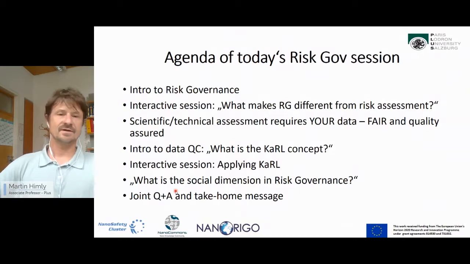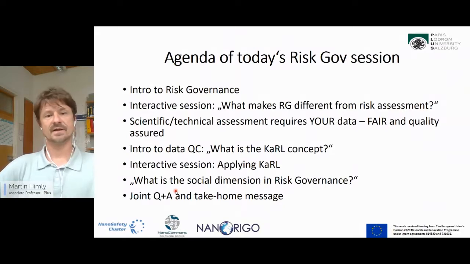So this is going to be on stage for the next 90 minutes. We are going to have an introduction into risk governance and an interactive session. So please work with us in using the discussion forum on how risk governance is different from risk assessment or risk management. And then we are going to have a kind of a data block. So we look into scientific and technical assessment, which is requiring data from the scientific community. So make your data FAIR and also take care of quality assurance, quality control of data.